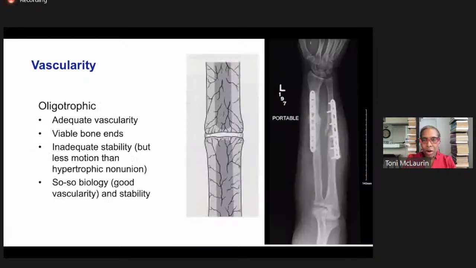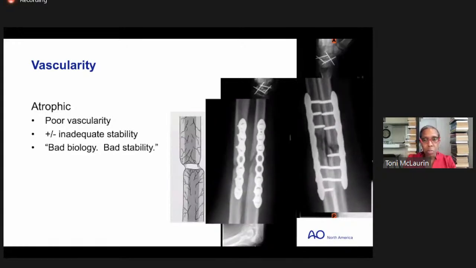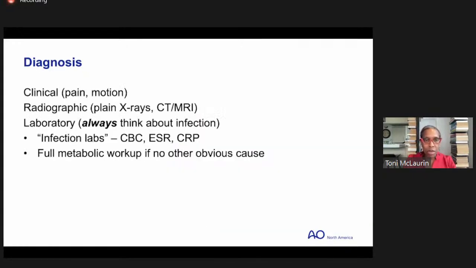Oligotrophic is always a little bit hard for me to really define. It does imply adequate vascularity. The bone ends are viable, but it's so-so biology. So you have the good vascularity and your stability is okay, but not great. And then in an atrophic, you just have poor vascularity. And it doesn't matter if your stability is great or not, nothing is happening. So this is bad biology and bad stability.